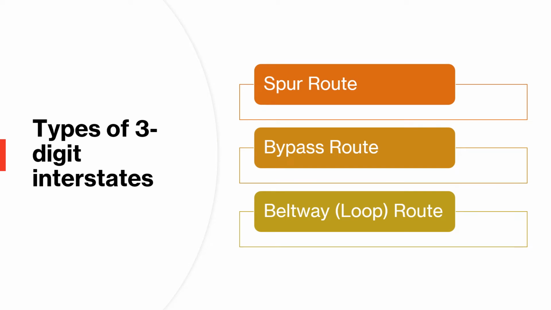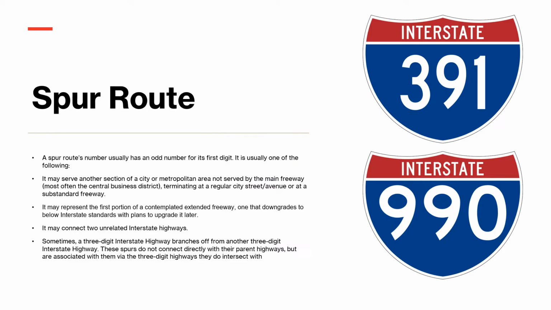The three types of three-digit interstates are the spur route, the bypass route, and the beltway route, sometimes known as a loop route, but it's most commonly known as a beltway. In this case, we're going to call it beltway. All right, a spur route. A spur route number usually has an odd number for a first digit, like 1, 3, 5, 7, 9. It is usually one of the following.